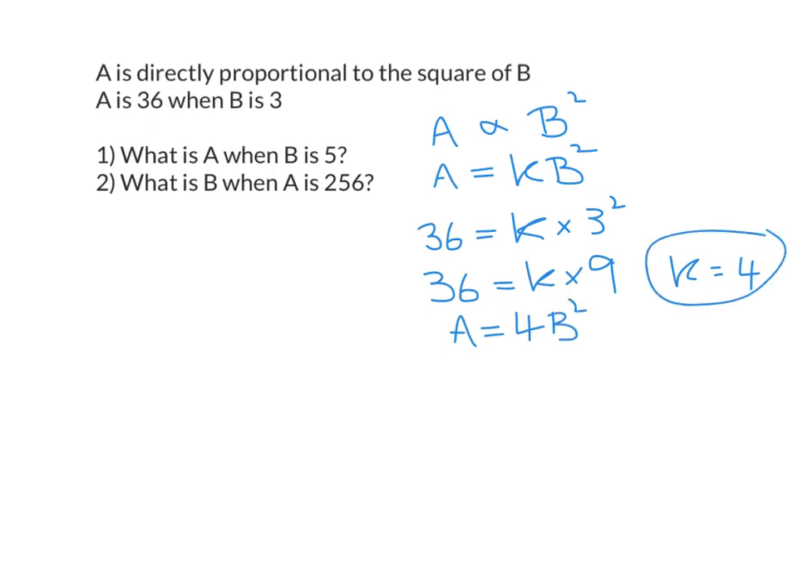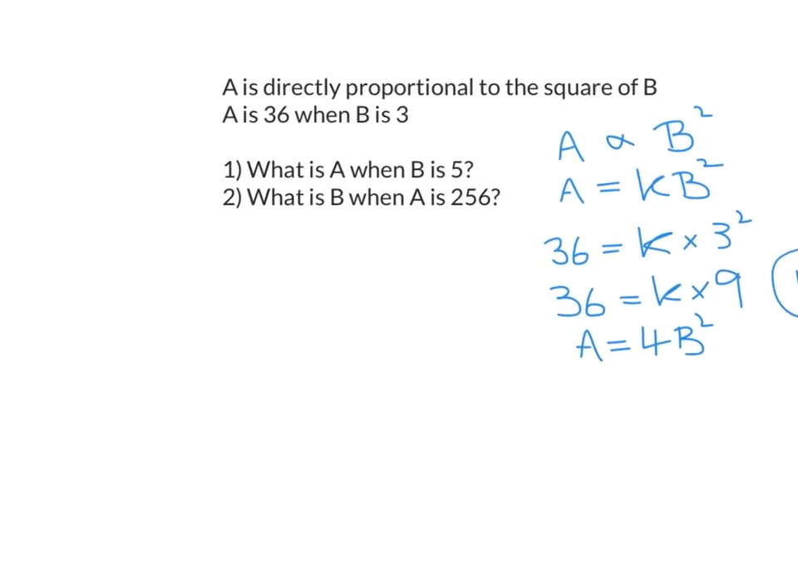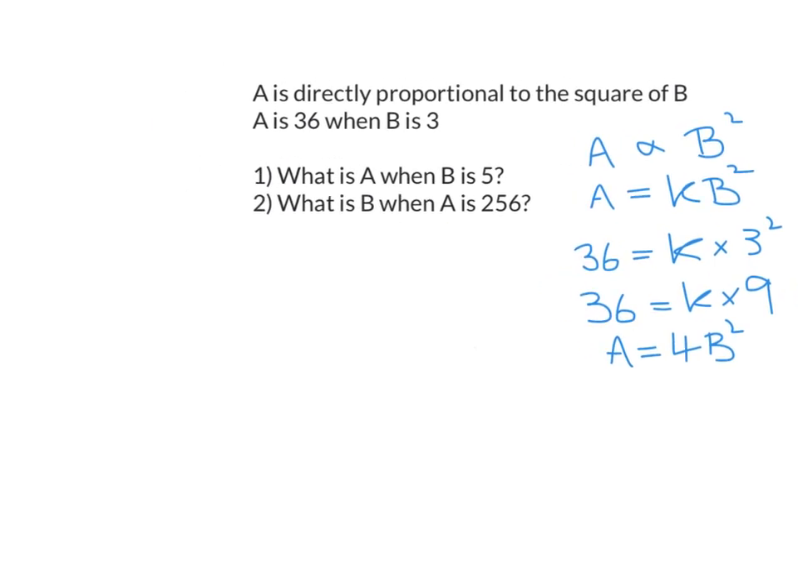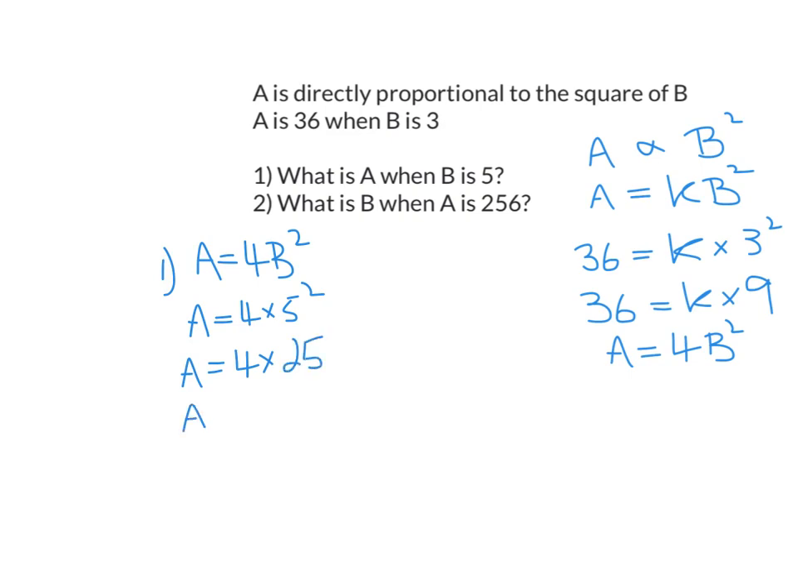Okay? Right, let's use that over here. Question 1 and 2. 1. A equals 4B squared. What is A when B is 5? Well, A equals 4 times 5 squared. A equals 4 times, well, 5 squared is 25. So A must equal 100.